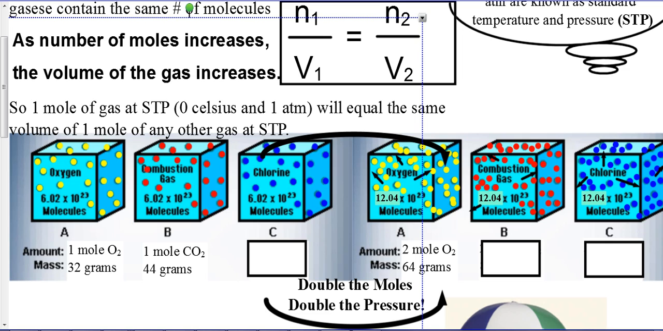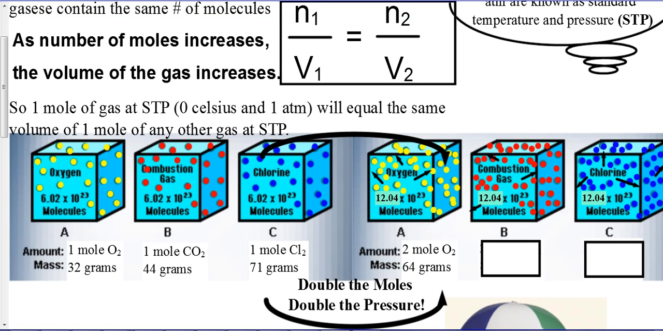What about chlorine? Take a guess. If you have 1 mole of chlorine, it will be 71 grams, but that's not what we're guessing. The guess was how much space it would take up. Again, it would take up the same exact space, the same volume as oxygen and carbon dioxide.